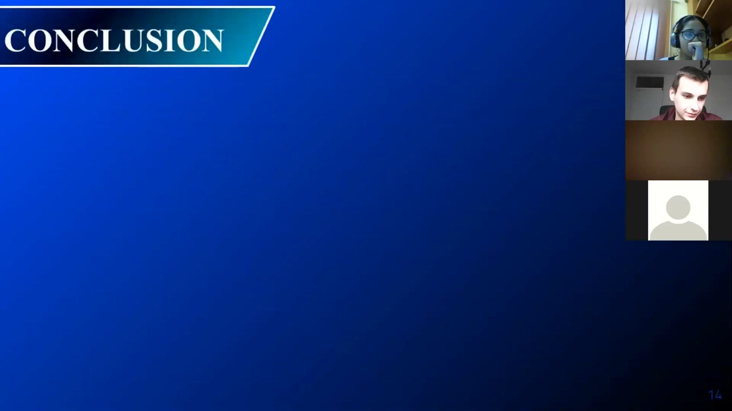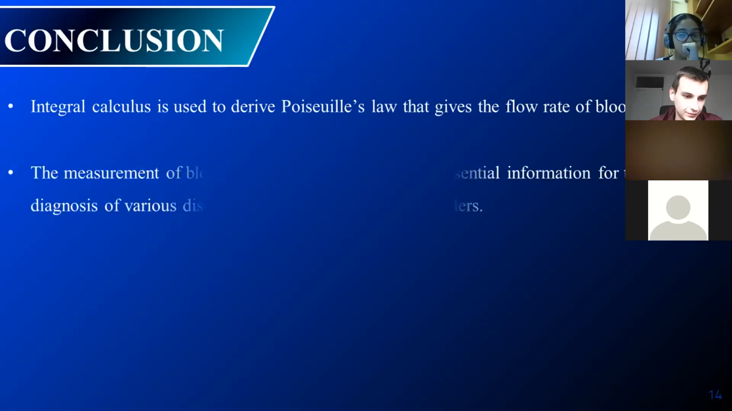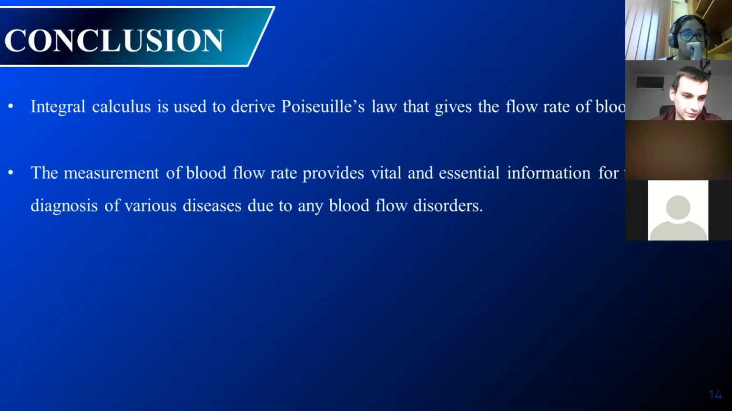At the end of the presentation, we come to some conclusions. Integral calculus is used to derive Poiseuille's law that gives the flow rate of blood. It gives a clear picture of how mathematics is applied in biology. The measurement of blood flow rate provides vital and essential information for diagnosis of various diseases due to any blood factors. Abnormalities in flow rate are very harmful to the body.